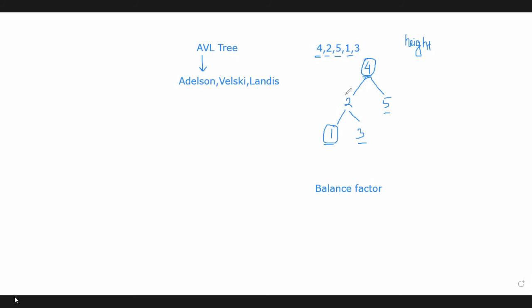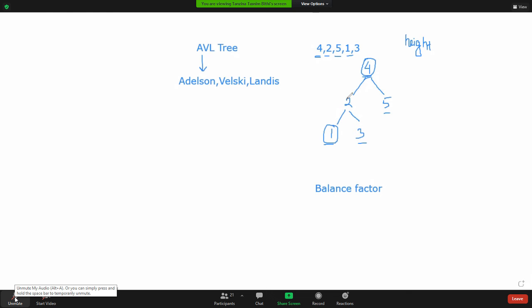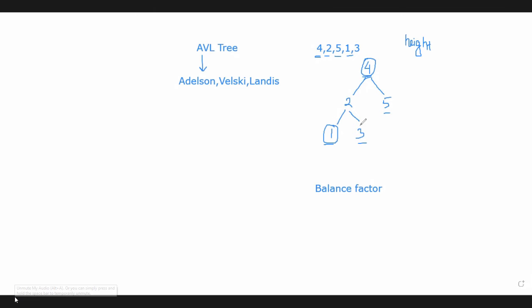Now can we calculate the height of this node? If we consider the left subtree as well as the right subtree, we find the height of the node in the left subtree as well as in the right subtree. This is the left subtree of 2, and how many nodes are here? Only 1 node. So there is 1 edge between 2 and 1, and the height of the left subtree of 2 is 1. In the right subtree, the height is also 1.